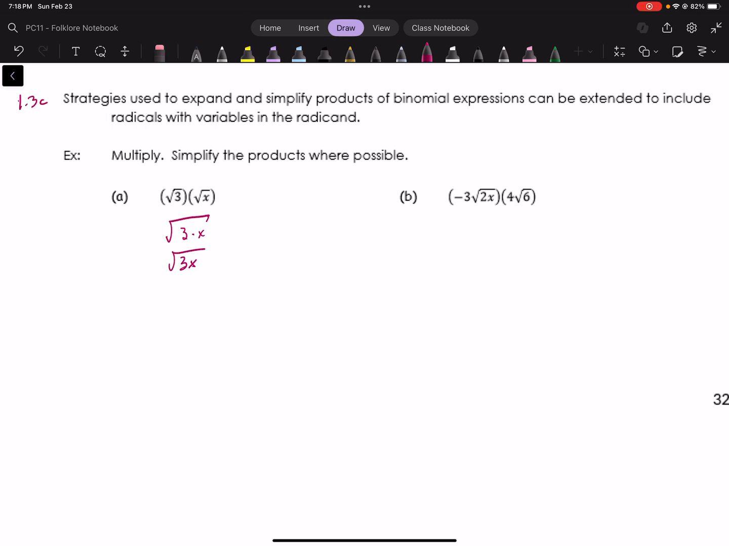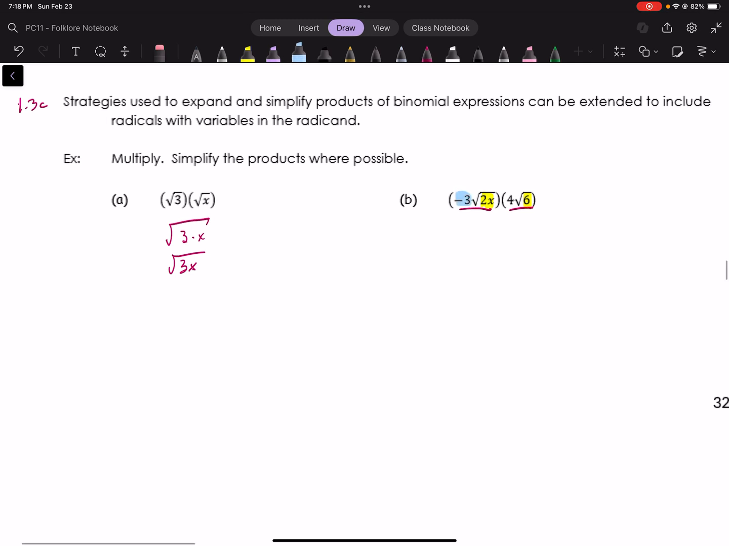B, I'm going to take a look, and I just want to draw your attention that this is actually a monomial times a monomial. Before I dive in, I'm just going to look at my radicands, 2x and 6. What I recognize is 6 has a factor of 2. So 2x and 6 have a common factor. So I'm just going to maybe work that to my advantage here.